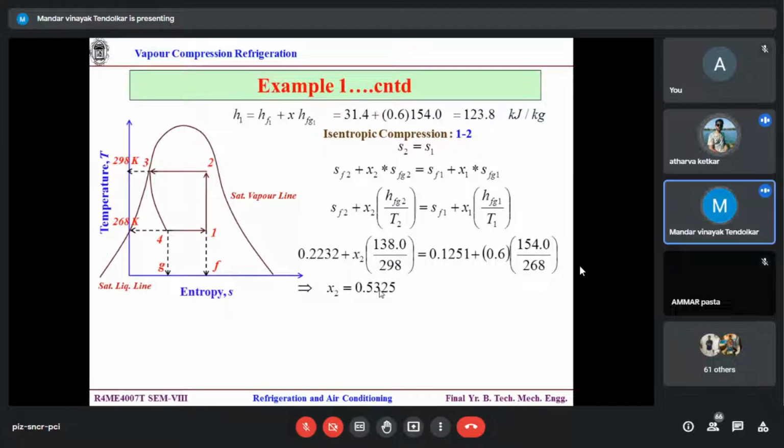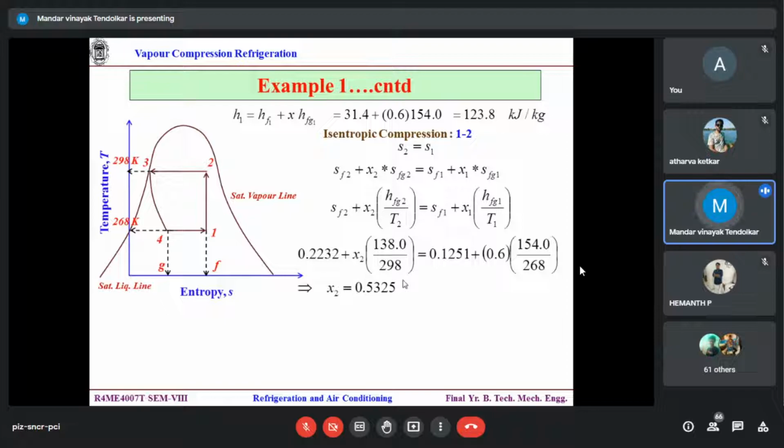Then fine. So now this is less than 1. So my assumption that the compression ends at the wet part only is correct. If this would have been something like 1.3, then naturally this is not the proper formula. It gives me only the hint that it is superheated, so I have to change the formula. But now my assumption got validated.